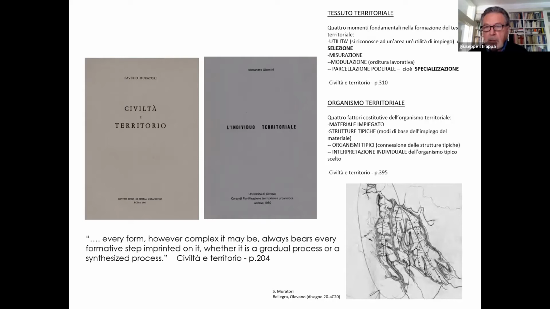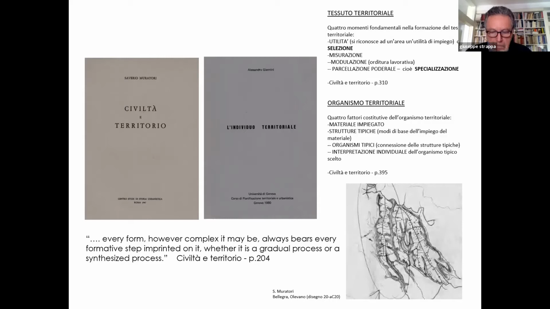Geography is mostly a descriptive science, in which could also be included the interpretation of the territory, but the difference is that architecture is intended for the design. So from this point of view, we can say that Muratori was really a pioneer, and it's a pity that his books are not translated in English.